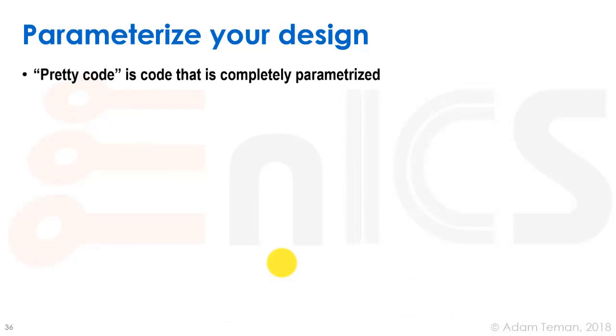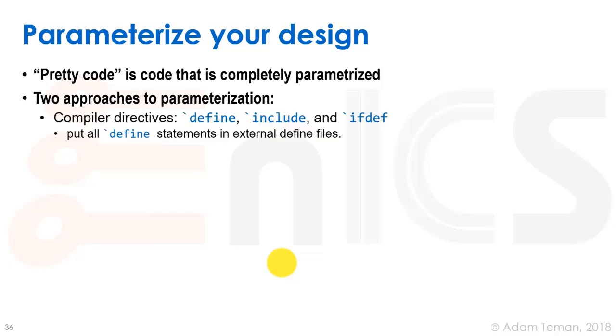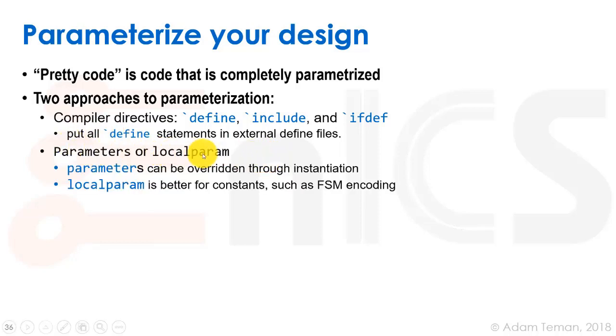Parameterize your design. Pretty code is code that is completely parameterized. There are two options. We can use compiler directives, macros. There's defines, includes, ifdefs. They're really nice to make our code take care of a lot of different cases. Okay, you can put all the define statements in an external define file and just use an include, and then make it adaptable to different technologies and so forth, different projects. Okay, parameters or localparams.